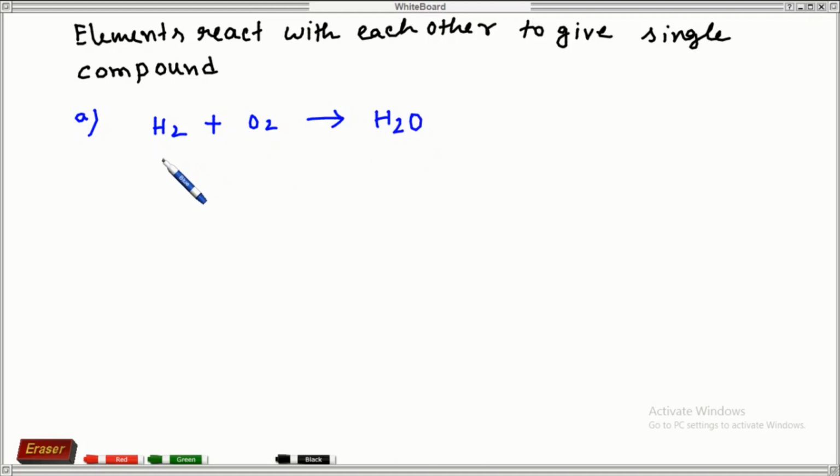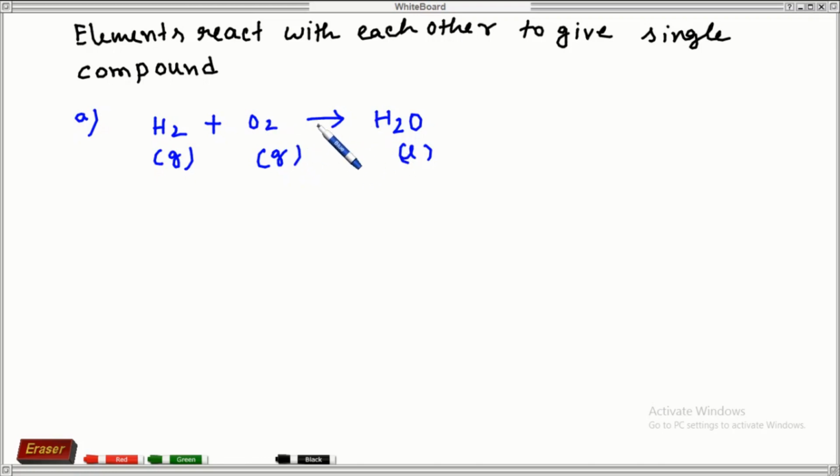What is the state of hydrogen here? This is in gaseous state. State of oxygen, gaseous state. Water, liquid state. We have to mention their states. Now we need to know whether this is balanced or not. Let's see. This side you can see two hydrogen is there, this side two. But oxygen, there is one oxygen on one side, two oxygen on the other. So oxygen is not balanced here.